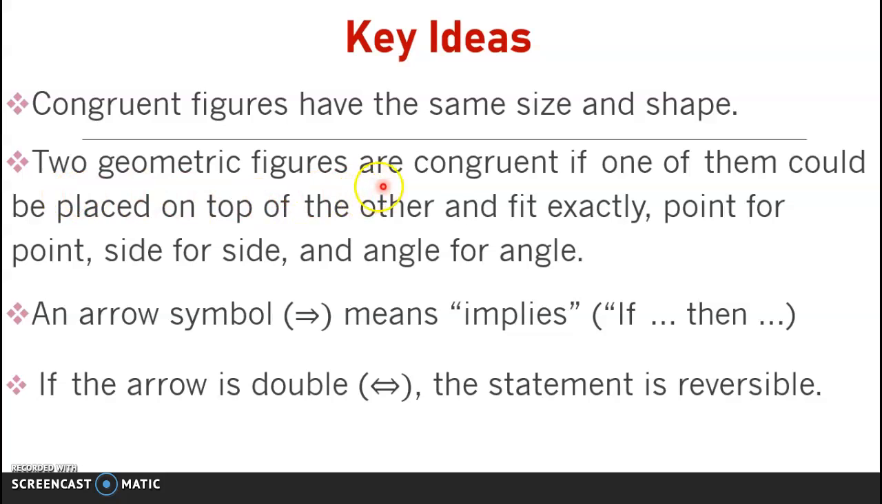Two geometric figures are congruent if one of them can be placed on top of the other and it would fit exactly, point for point, side for side, angle for angle. It will just overlap each other. So we use this symbol. That may be a new symbol for you, which means implies. We have done if-then statements. So this is how we do implies, which means if blank, then blank. If the arrow is double, going both ways, it means both sides of the statement can be switched, they can be reversed.